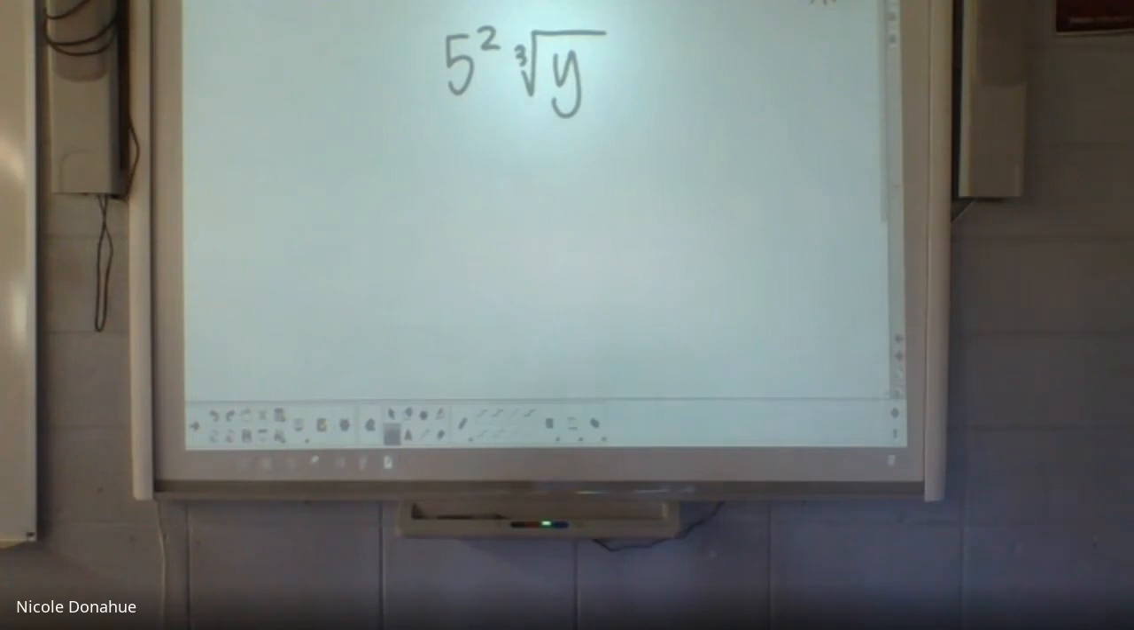Exponent over radical. So here's now to switch it. We need to switch it so that the 3 is now back to the point of base.